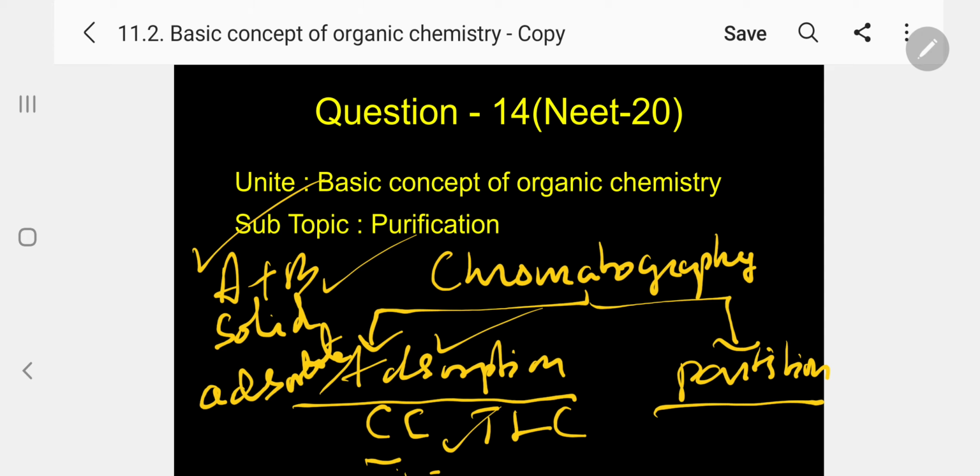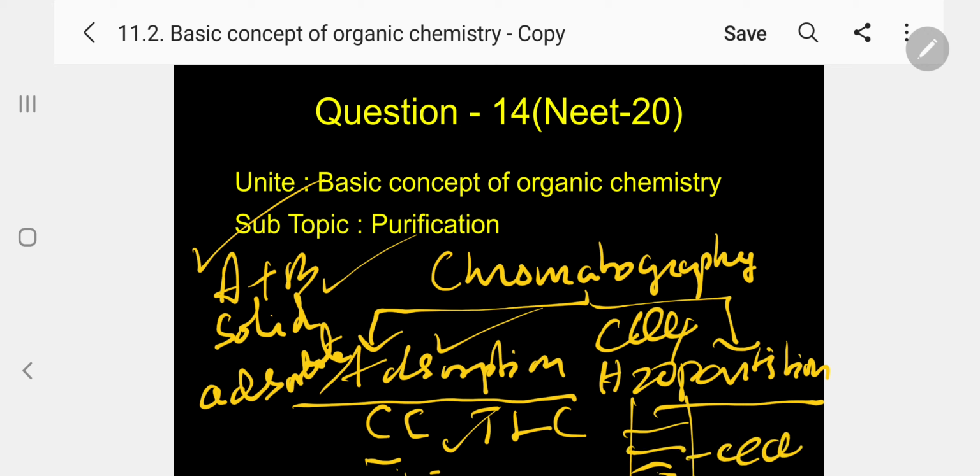So here it is not due to adsorption, it is due to partition. Please follow. Simple example: you take carbon tetrachloride and water in a beaker or a conical flask. Kindly follow, there will be two layers. Bottom layer carbon tetrachloride, top layer water. You can clearly see. If you take it in a separating funnel, you can easily separate carbon tetrachloride separately and water separately.